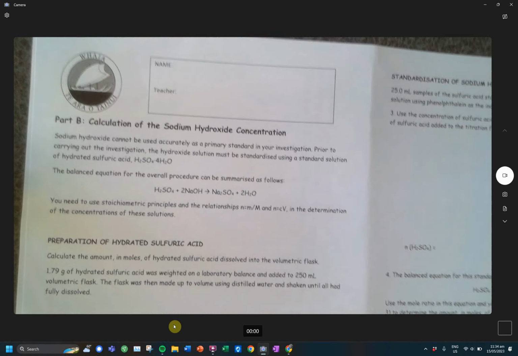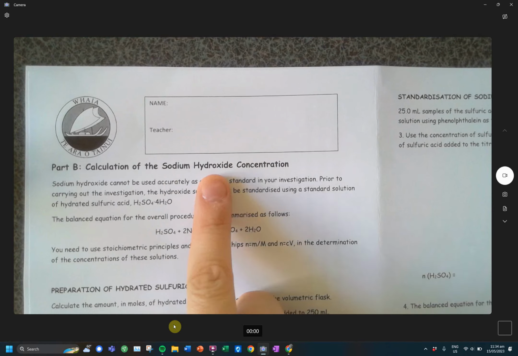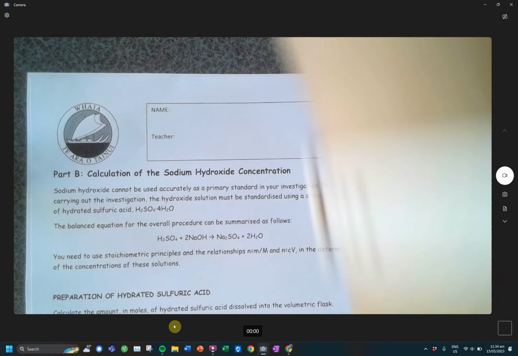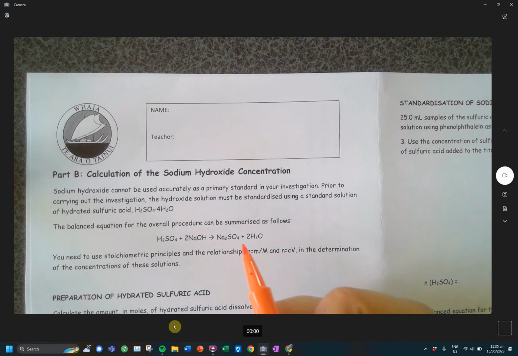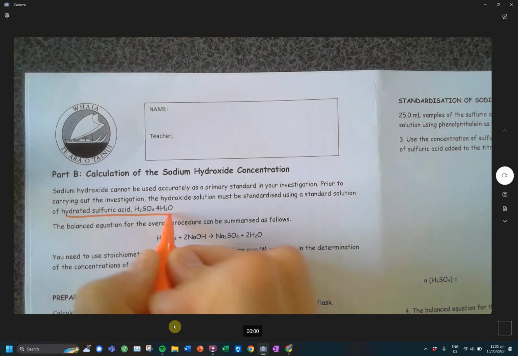So part B, I want to double check my sodium hydroxide concentration. That's what I'm going to be using for the titration, and that's what you guys used in part A as well. So it cannot accurately be used unless I carry out an investigation to check its standardization, and I'm checking it against sulfuric acid.